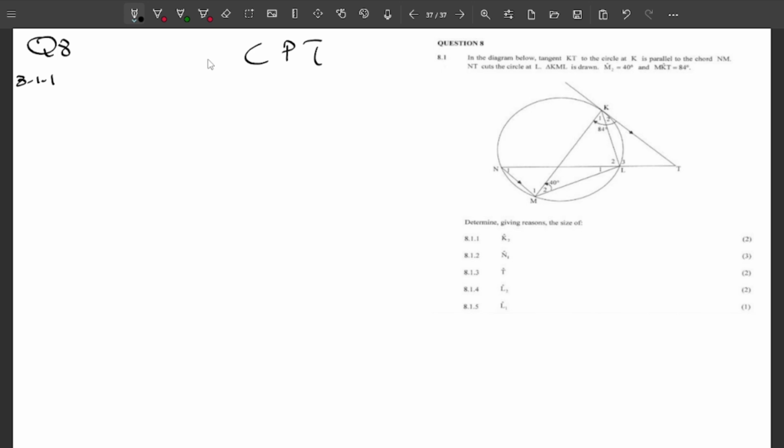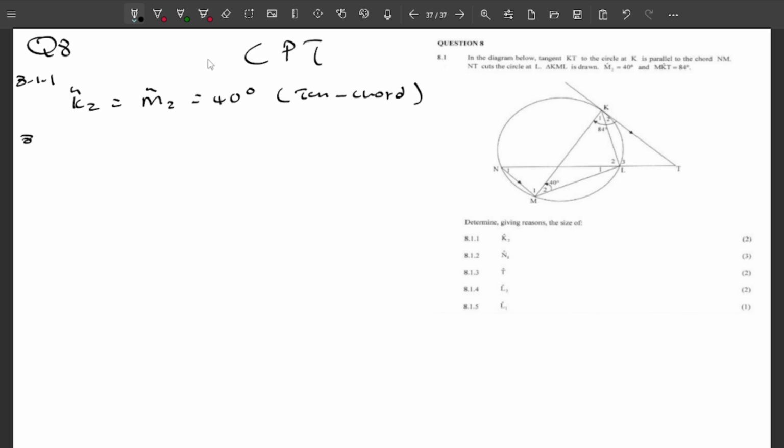This is angle K2, right? They say determine angle K2. How can we find it? Remember that we have a tangent. This is the tangent, and K2 is this. So we're going to use tan chord. We're going to say tan chord, alternate back home. So angle K2 is equal to angle M2, which is equal to 40 degrees, tan chord.